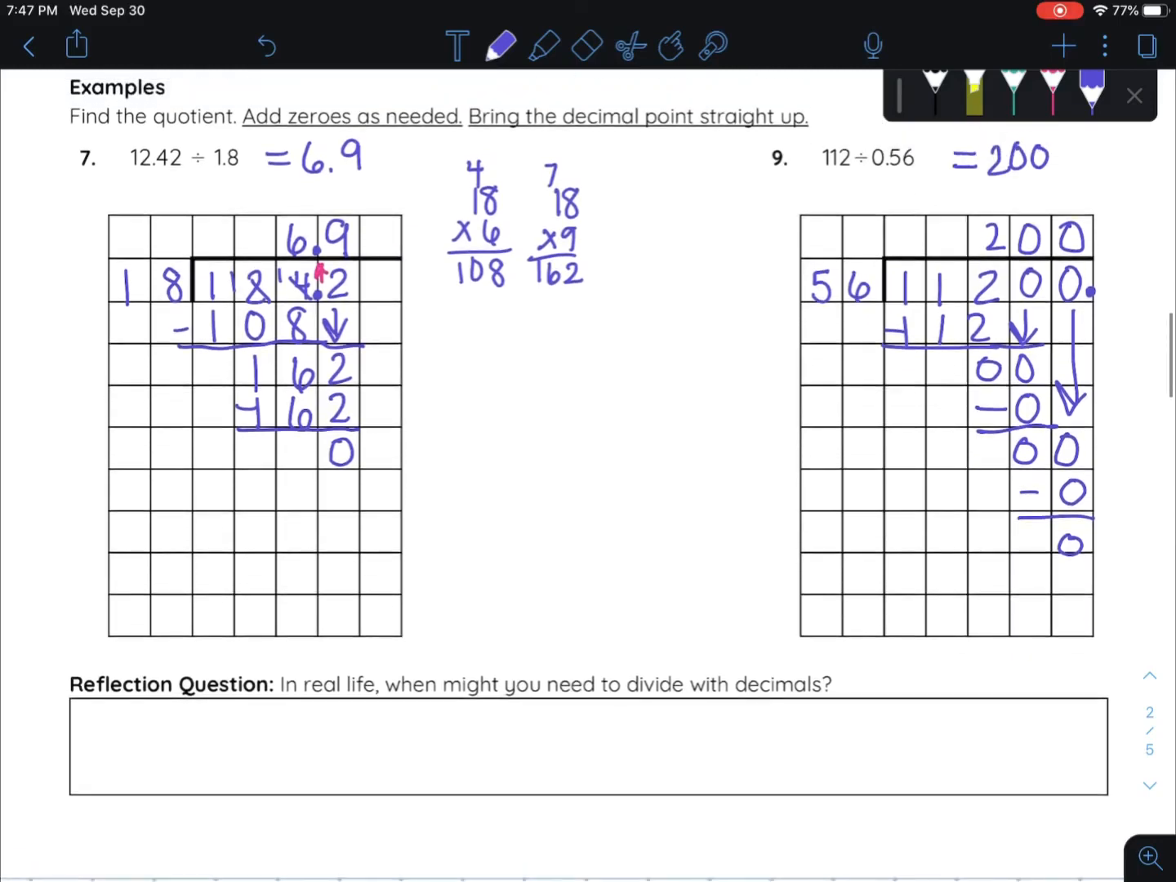So in the end here, what's the point of this? Let's reflect. In real life, when might you actually need to divide with decimals?